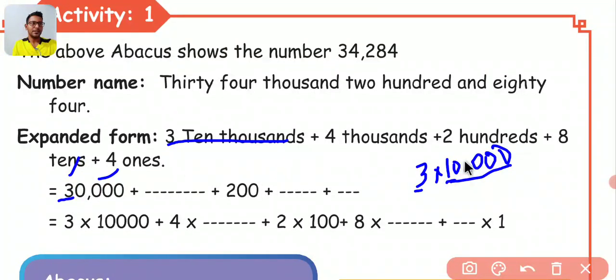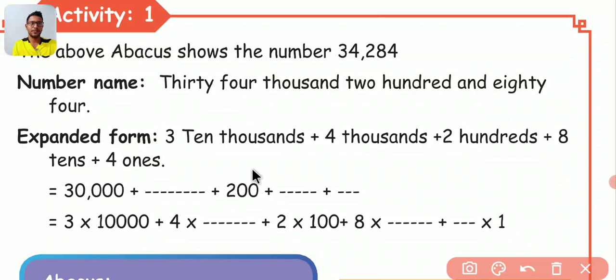Then you stop there and count the zeros: 1 2 3 4. How many zeros? There are 4 zeros. You see, here they are writing 4 zeros. That is very easy to multiply. You just multiply the first two numbers, 3 ones are 3, then you count all the zeros and write them here. That's all. That is 30,000.